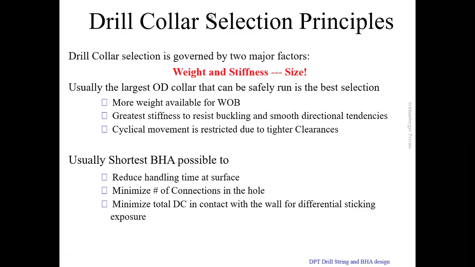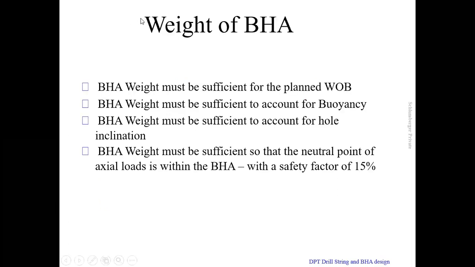Remember, this is the most important slide in the drill string design section. First of all, remember the outside diameter that can be safely run in the best selection. We have to provide the most weight available on the bit. This is the first thing. Secondly, we want the shortest bottom hole assembly so that it reduces handling time at surface, reduces the number of connections, and so on. So weight and stiffness: what size of drill collars you are going to use and how much weight on bit is needed. For weight on bit, you decide the number of drill collars, and for that you need a calculation, which we are going to do.